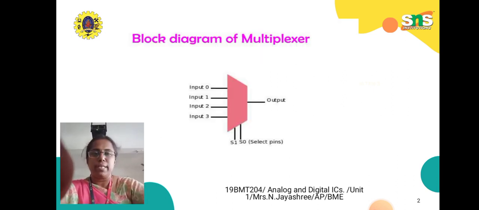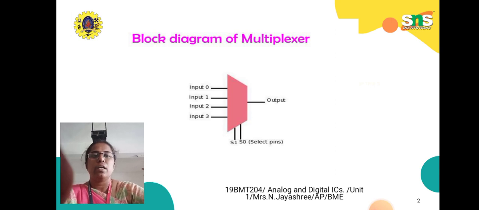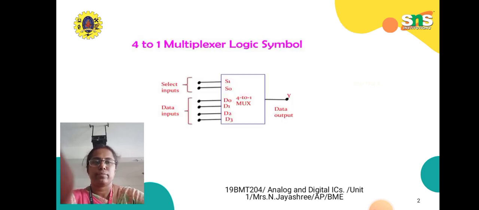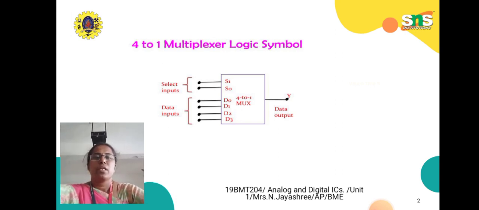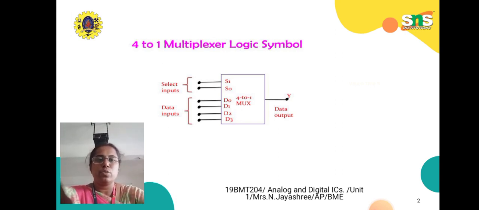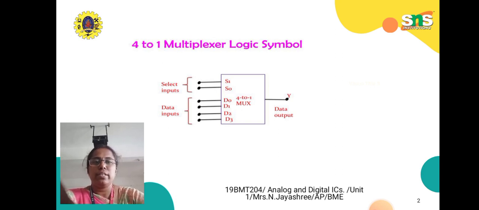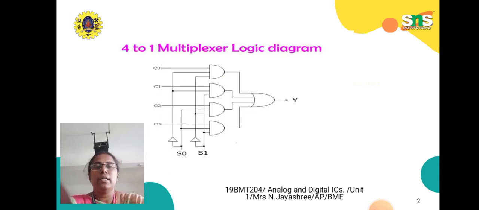This is the block diagram of a multiplexer. The multiplexer contains 4 inputs, right? Inputs 0, 1, 2, 3. It has 4 inputs, from 0 to 3, and it has 2 select lines, namely S0 and S1, and has only one output line. So this is the main block diagram of the multiplexer. Here S1 and S0 are the 2 select lines, and D0, D1, D2, D3 are the data inputs. Y is nothing but the data output. Here is the implementation of the 4:1 mux.